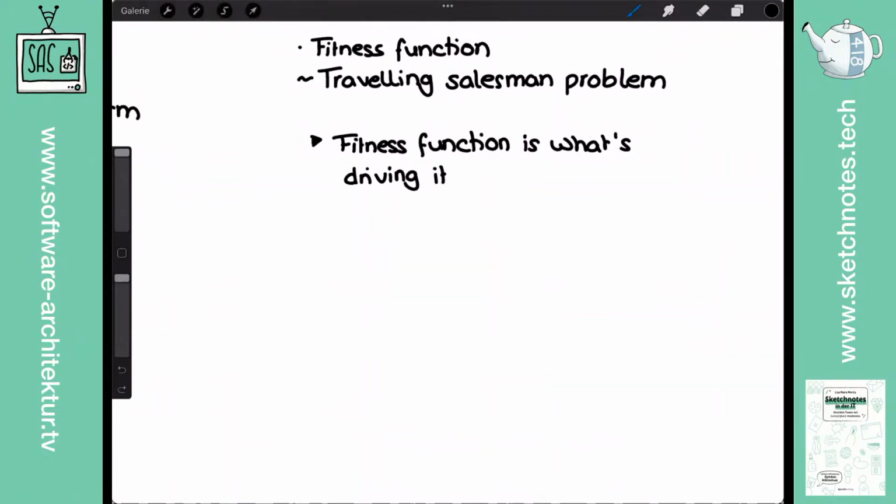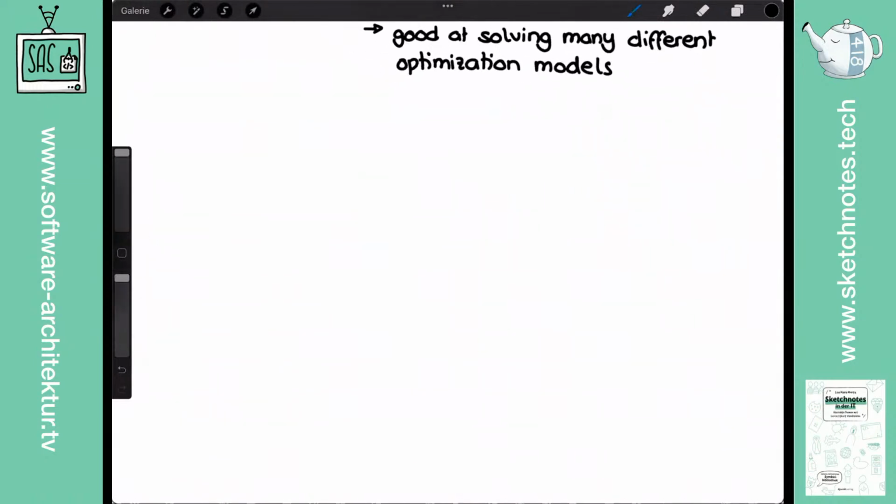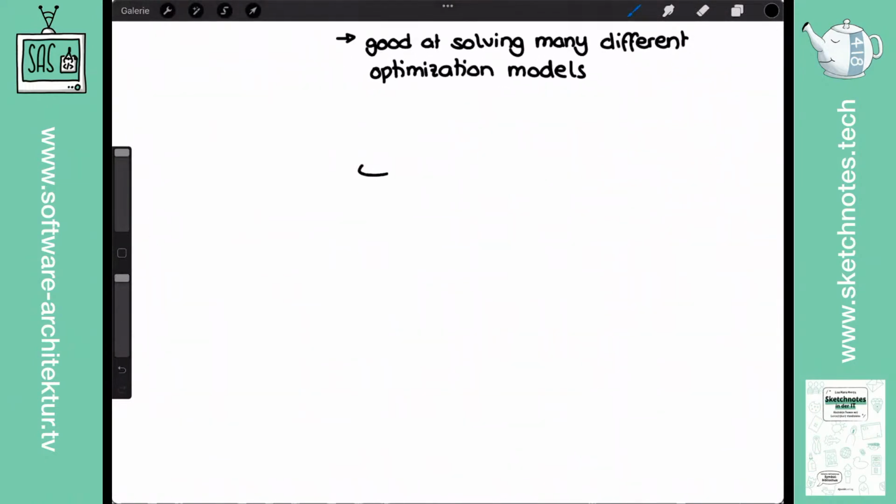Mm-hmm. And that's, I think, why it's so very interesting, because it's so clearly modeled after the biological role model, and it's so very close to it. And as you said, it is quite successful in particular in complex areas. So what is a fitness function for a software architecture then? Because you just said, okay, for the traveling salesman, it would be, are all cities visited, and how long is the path? So what is a fitness function for a software architecture then?